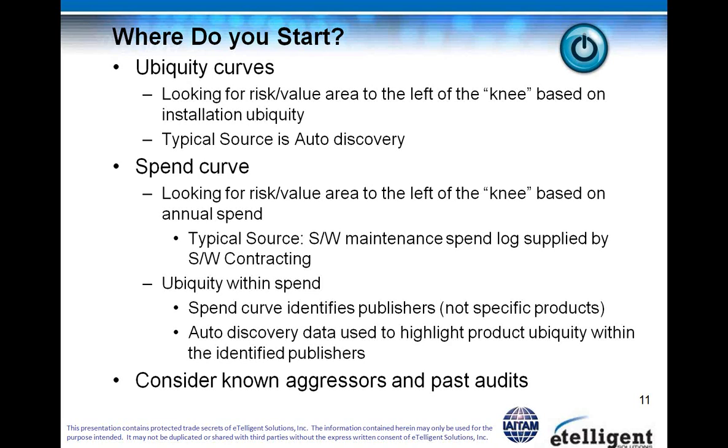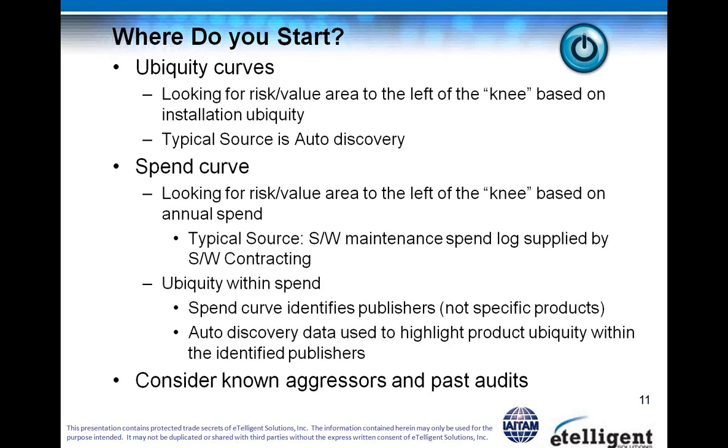You don't stop there. You also have to consider industry-known aggressors. There are publishers that are known for being aggressive about auditing. Make sure that you consider putting some of their titles on your MSL. And if you've been audited before, chances are you're on the radar, so you want to make sure that they're on your MSL as well. So even if your ubiquity isn't high or your spend isn't high, they get consideration as titles that go on the MSL.